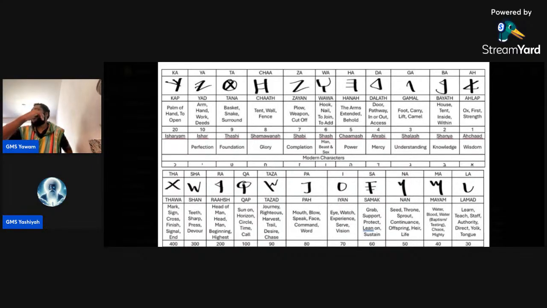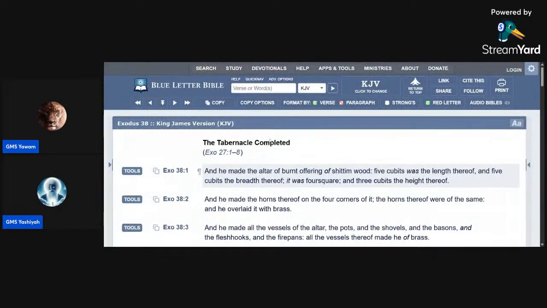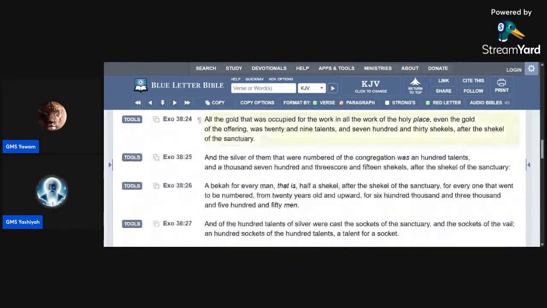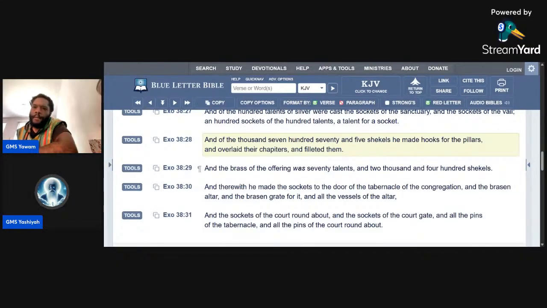So just to get that, let's get this precept. Could you get Exodus chapter 38 and verse 28? This is Exodus 38 and 28. It says, "And of the 1,775 shekels, he made hooks for the pillars, and overlaid their chapiters, and filleted them." How do you say that? Filleted? Yeah, fillet. Okay, filleted them. Could you get that in the NLT? Okay.